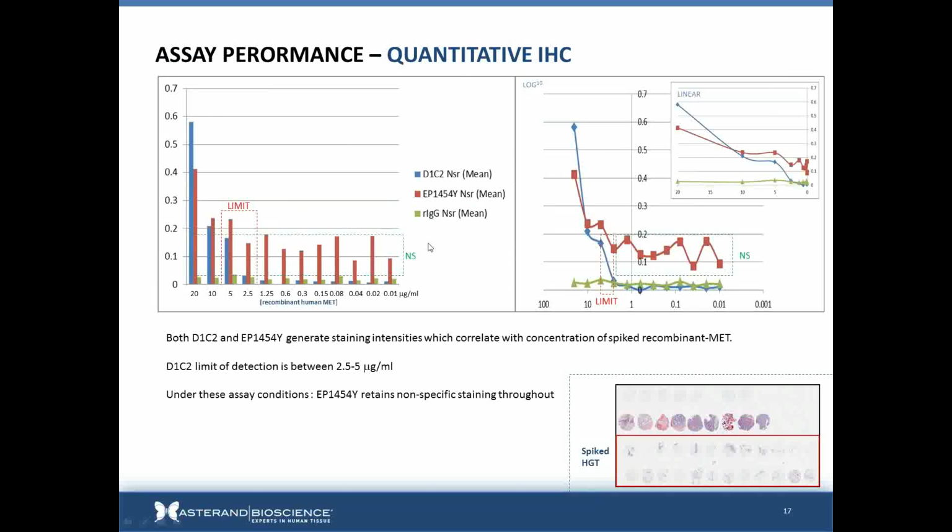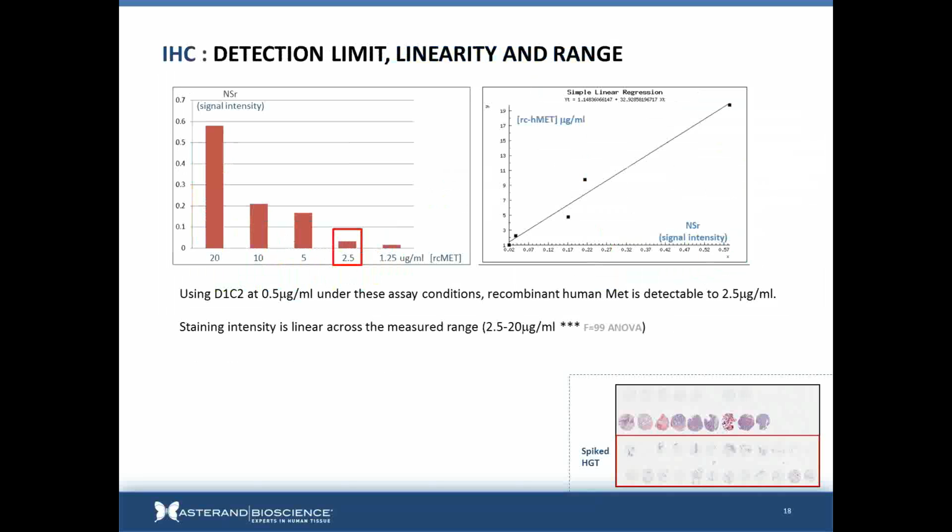This combination of image analysis with an IHC standard curve allows quantitative indices of the assay to be measured. So for example, over the concentration range where MET was detectable by D1C2 under these assay conditions, across 20 down to 2.5 micrograms per mil in the recombinant samples, there's a linear relationship between NSR and MET concentration. We are also able to add values to important assay performance criteria: detection limit, quantitation limit, linearity and range.